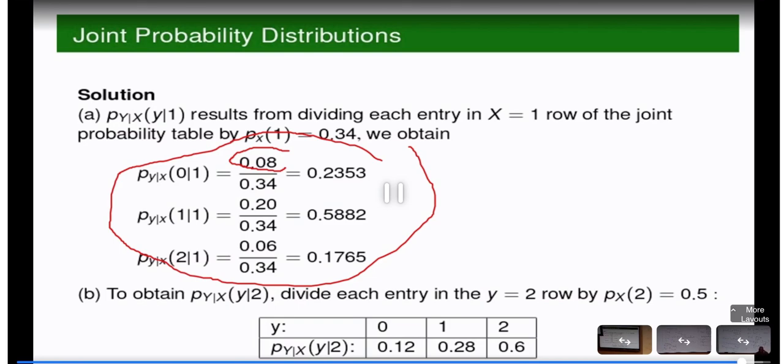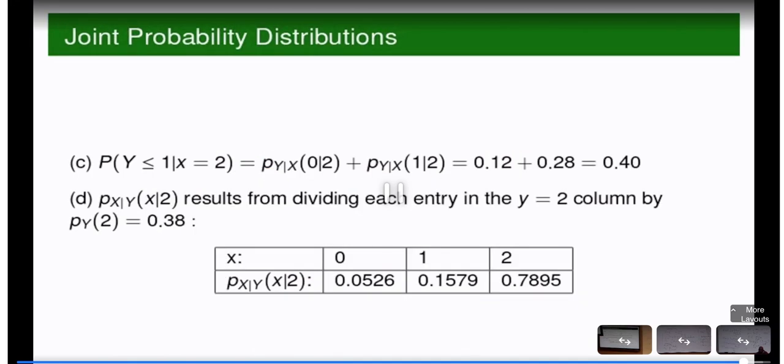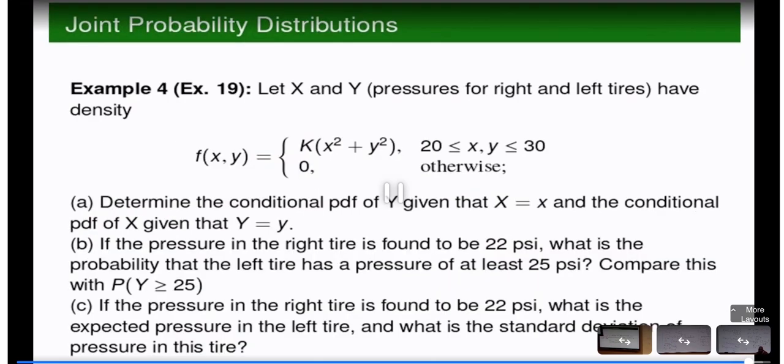Now, the same thing if you want to find y given x equals 2. And that goes all the way. If you want to find y less than or equal to 1, given x equals 2, y less than or equal to 1 is just to consider 0 and 1 for y. That was why you see 0 given 2, 1 given 2, and you get that. And everything else is going to be easy.